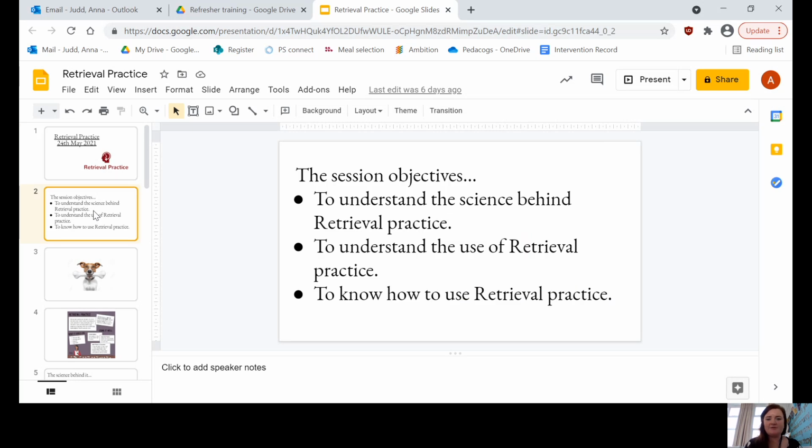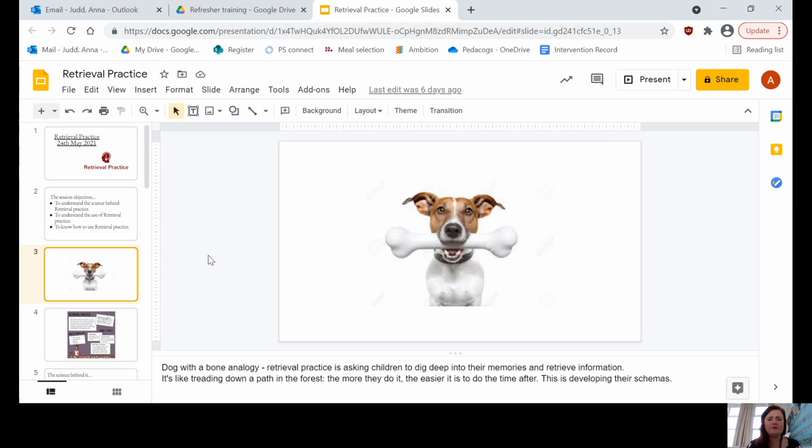So the session objectives for today are to understand the science behind retrieval practice, to understand the use of retrieval practice, and to know how to use retrieval practice. And I always start by talking about it being like a dog with a bone. So retrieval practice is like getting the children to search for something in their brain and then bringing it back to you like a retriever. When you throw a bone for a dog, you put the knowledge into their head. Retrieval practice is asking them to go back in and find it again.